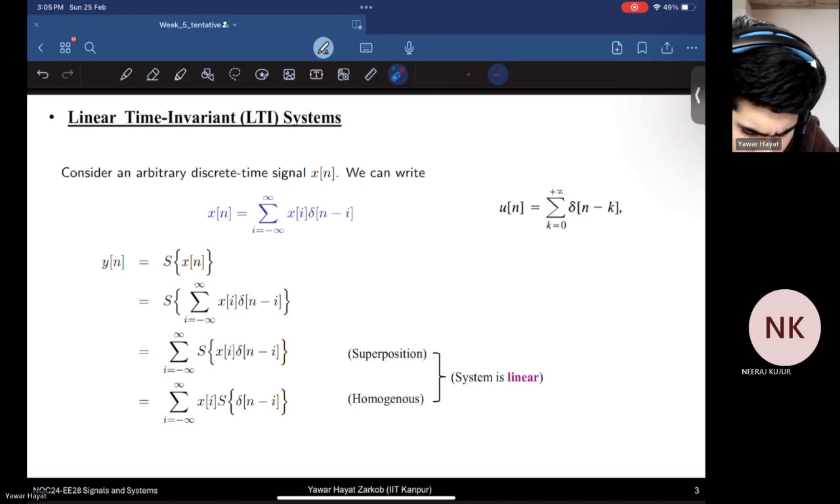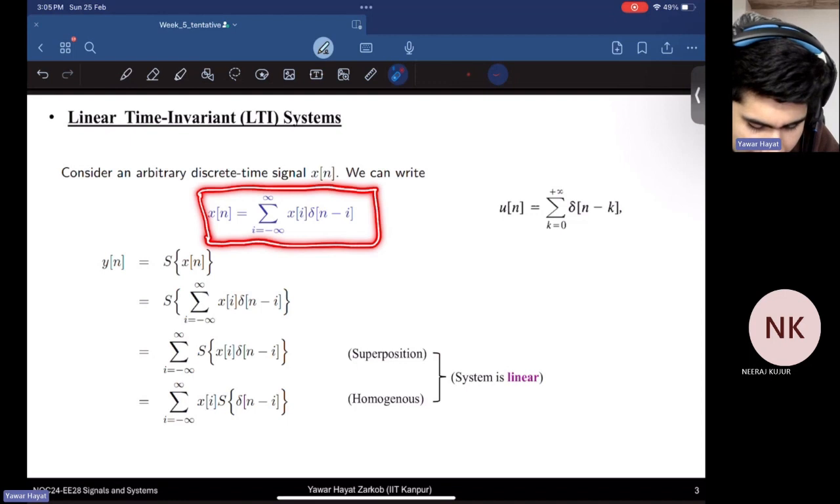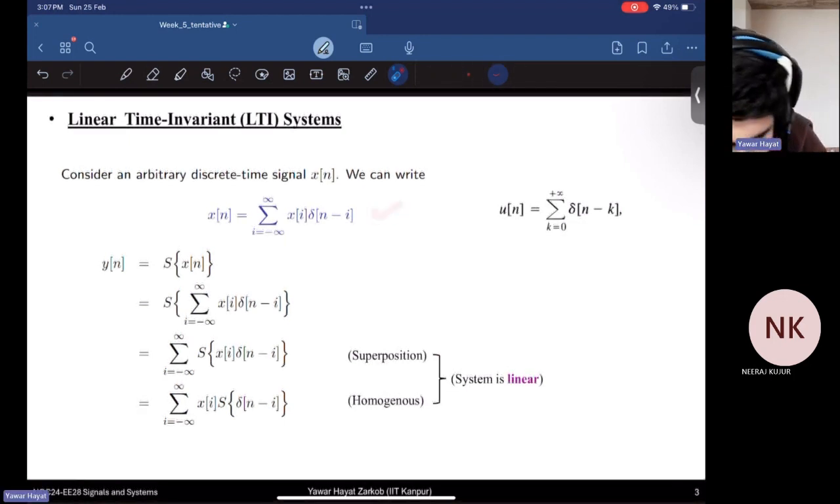I'm sure you will know that x of n can be written as a summation of these shifted impulses. So we can write x of n by this summation in general, because x of n can exist for any n. That's why we are taking this summation from minus infinity to plus infinity.